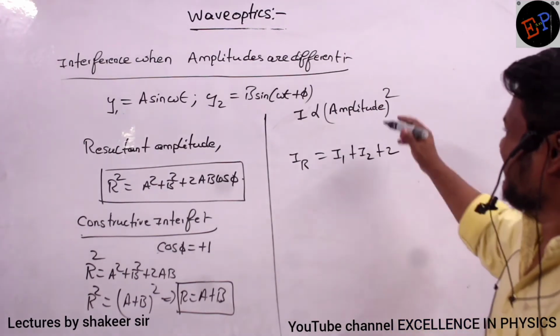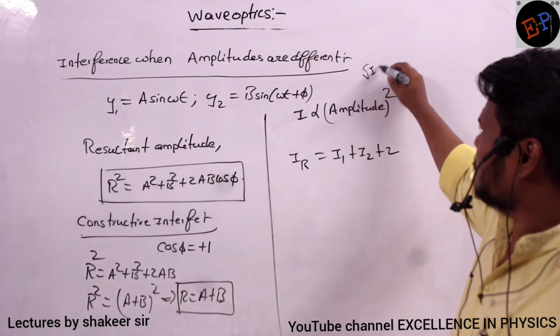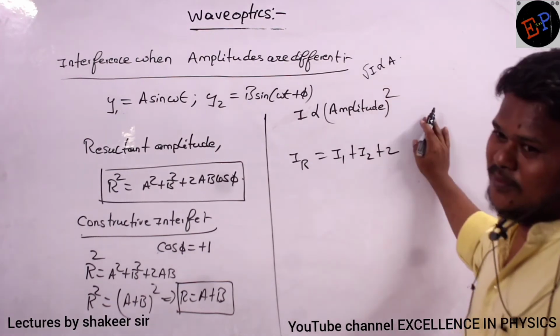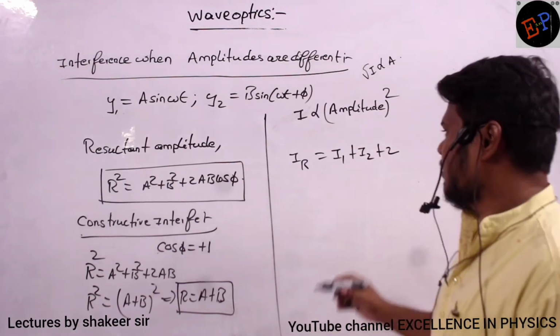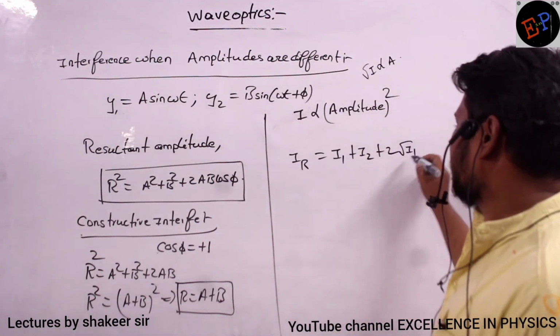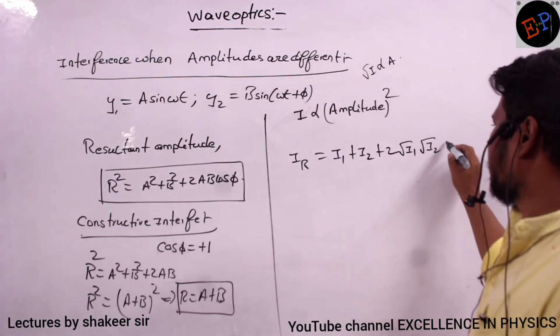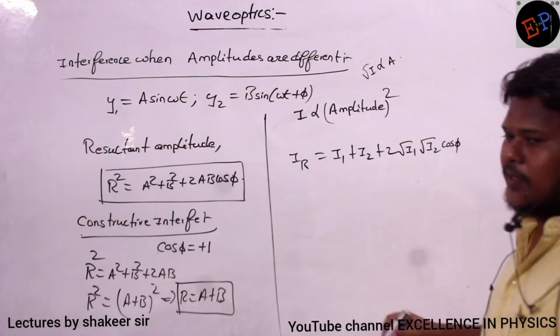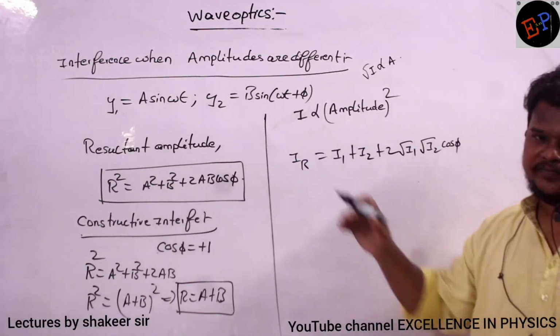Right, you got it. Intensity is directly proportional to amplitude square, which means root I is proportional to amplitude, no? So instead of amplitude, what do I have to write? Root I1. Clear, no? So root I1, and the amplitude of the second wave is root I2, multiplied by cos of the phase. Okay? So this is the resultant intensity when amplitudes are different.